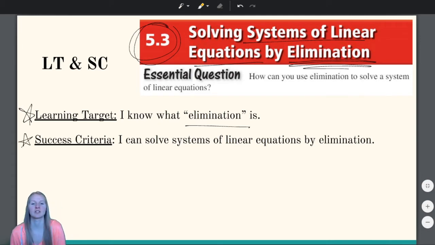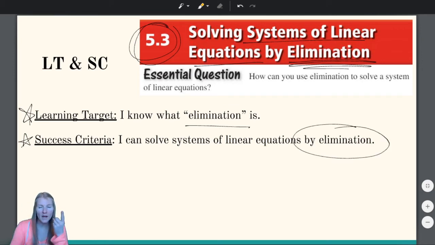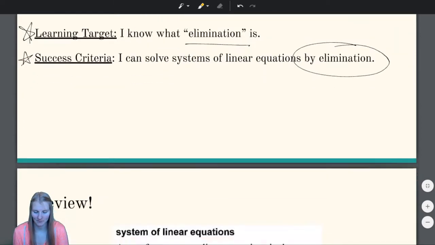Our success criteria is that you can solve systems of linear equations by elimination. So you want to know, what is elimination and can I use it? Those are the 2 things that we are focused on today.